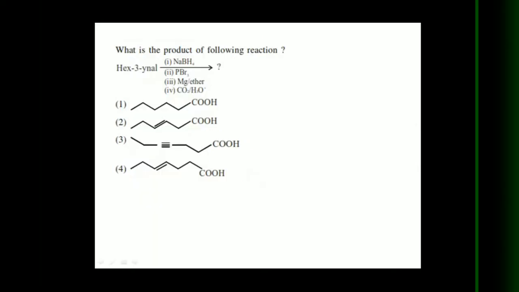What is the product of the following reaction? Hex-3-ynal: six carbons are there, with an aldehyde, 1, 2, 3, so it is hex-3-yne with an aldehyde. Reaction with sodium borohydride: the aldehyde group is reduced to the alcohol. Next, reaction with PBr3.